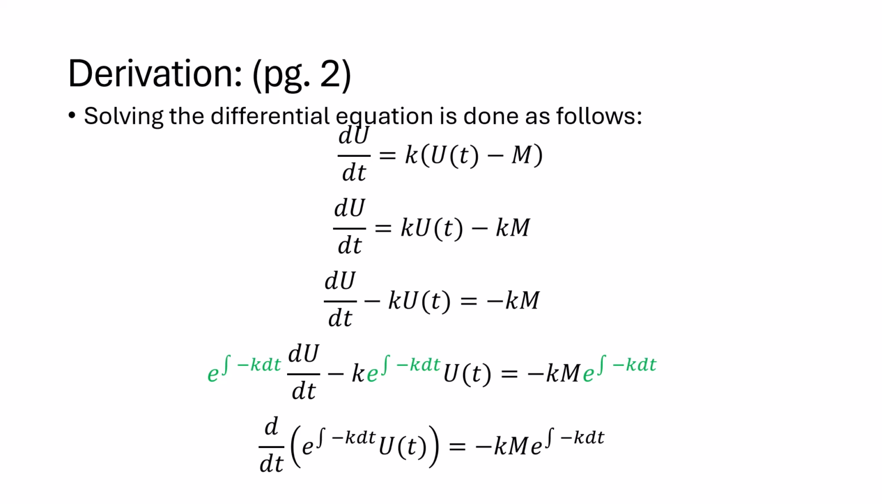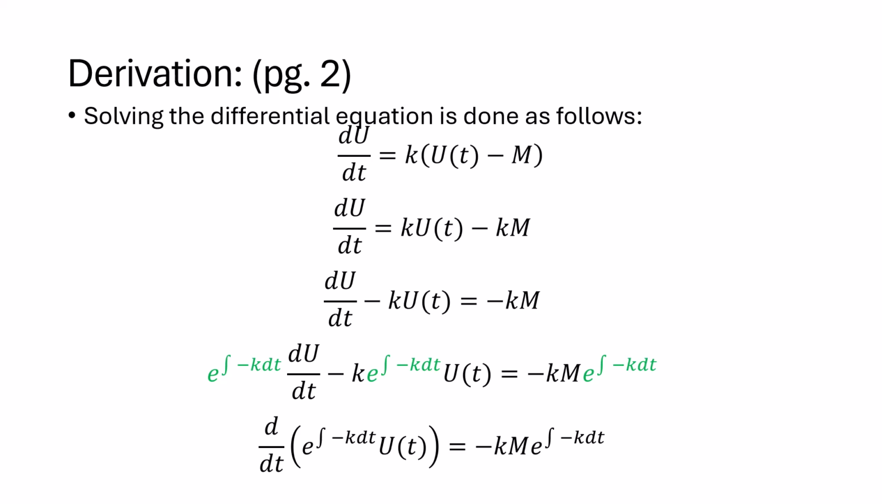So solving the differential equation can be done by using the linear differential equation technique. And what we're going to do is take this du/dt is equal to k times the quantity u(t) minus M. We're going to distribute the k, and then move all of the terms that have u associated with them. And this gives me du/dt minus k u(t) is equal to negative k times M. Remember, M is a constant and k is a constant.